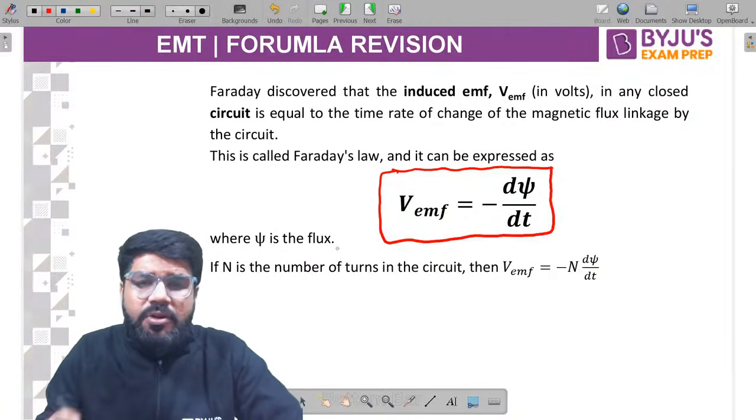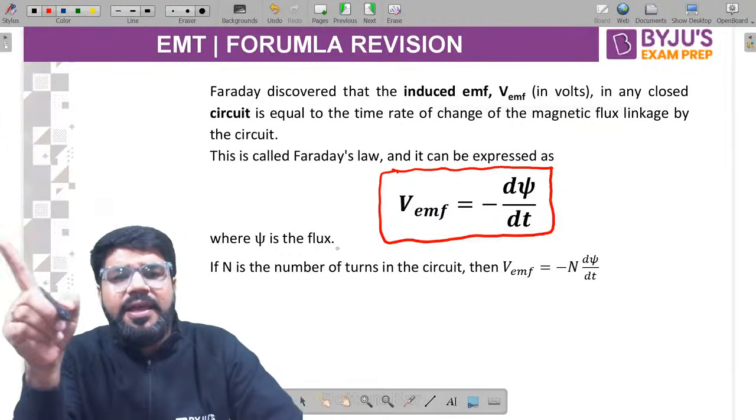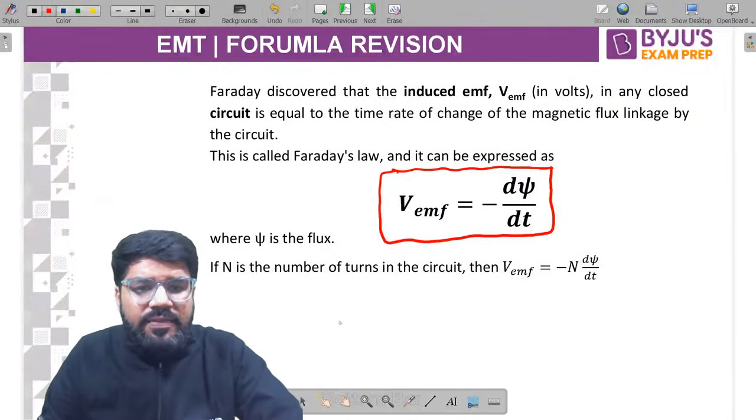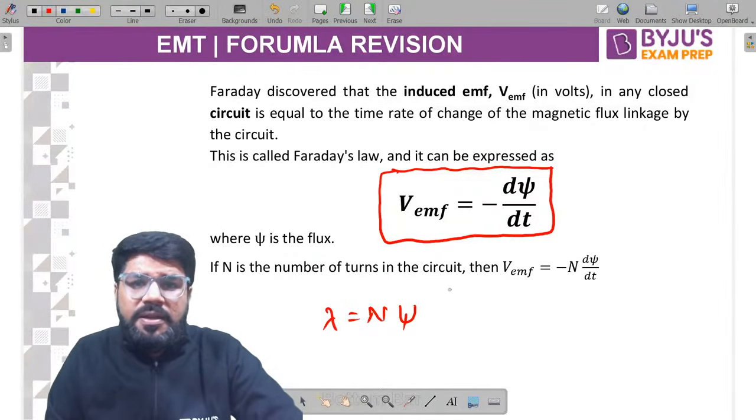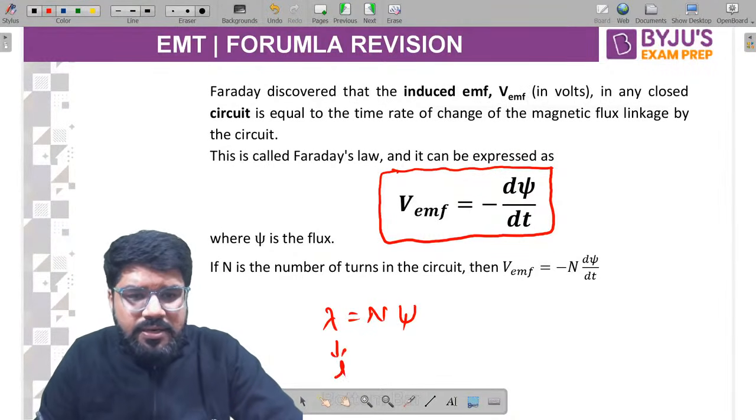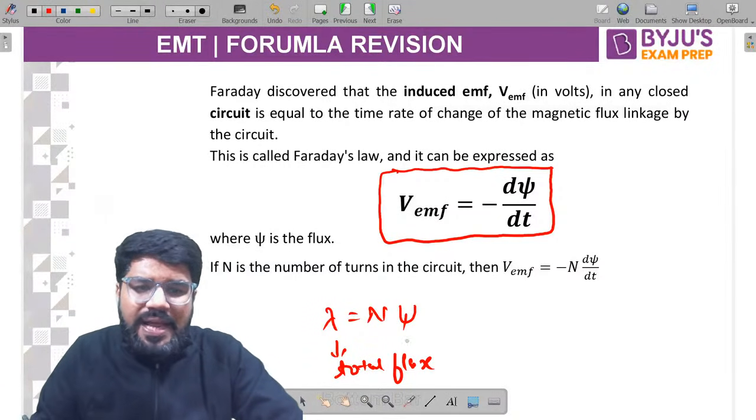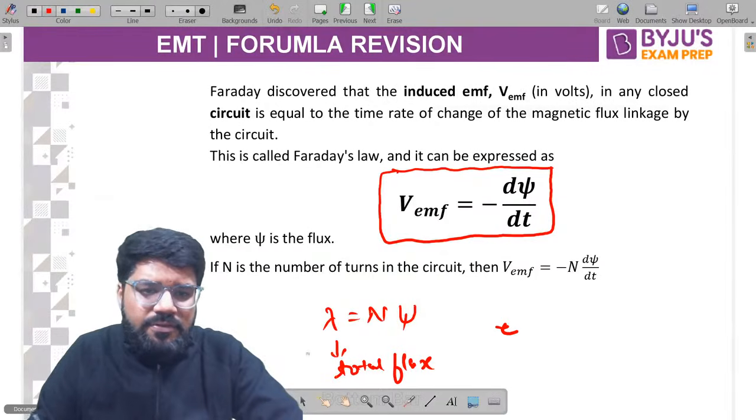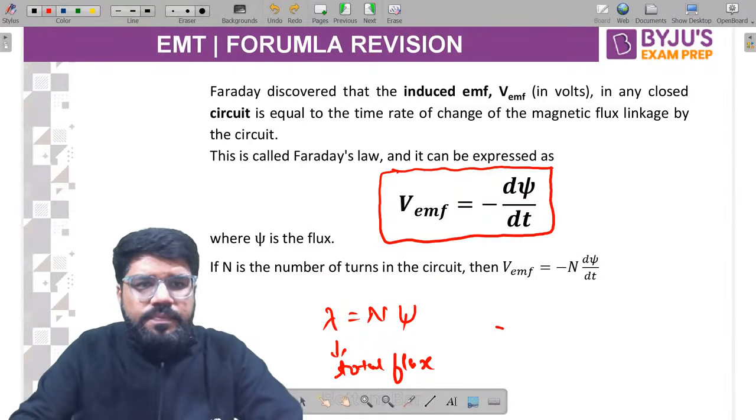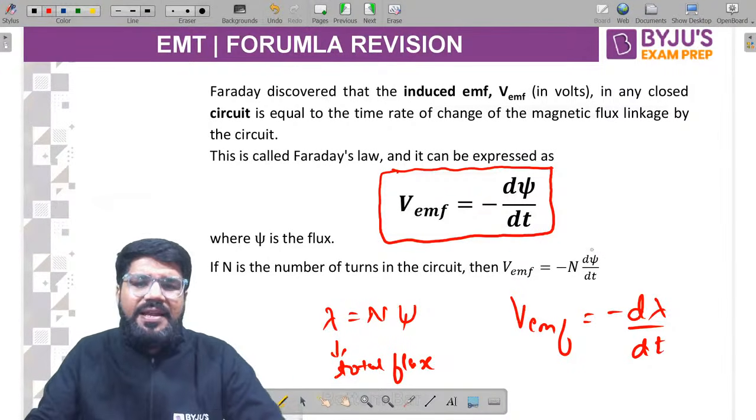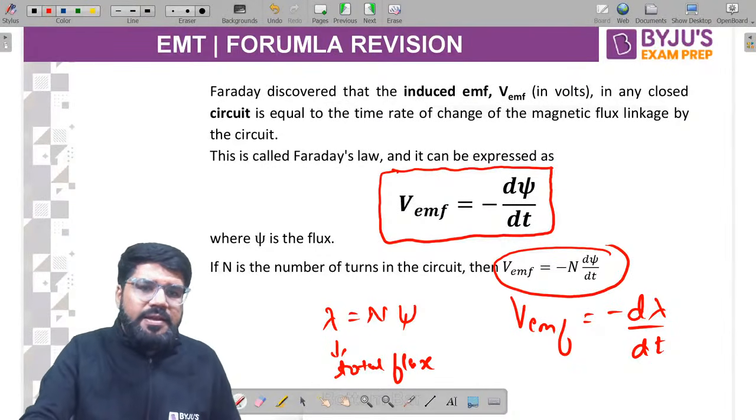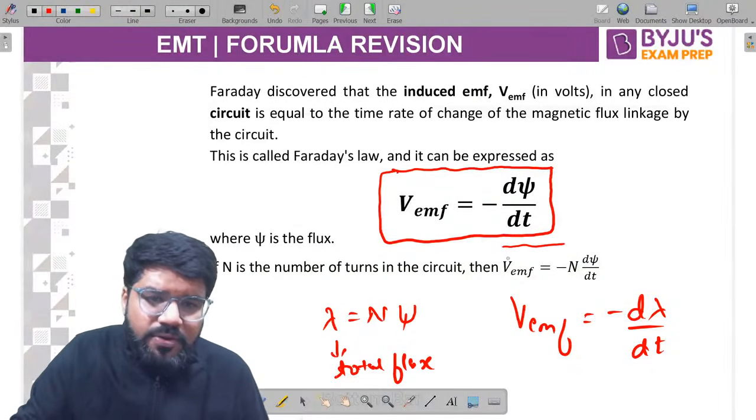Right? If n is the number of turns, ξ is the flux per one turn. If suppose the number of turns is n, then we call λ as nξ, the total flux. ξ is the flux per turn, and λ is the total flux. These are some simple terms you must remember. The induced EMF is then written as minus dλ/dt simply, and that is equal to minus n ∂ξ/∂t. Okay, so this is again the next formula where you can expect the question.